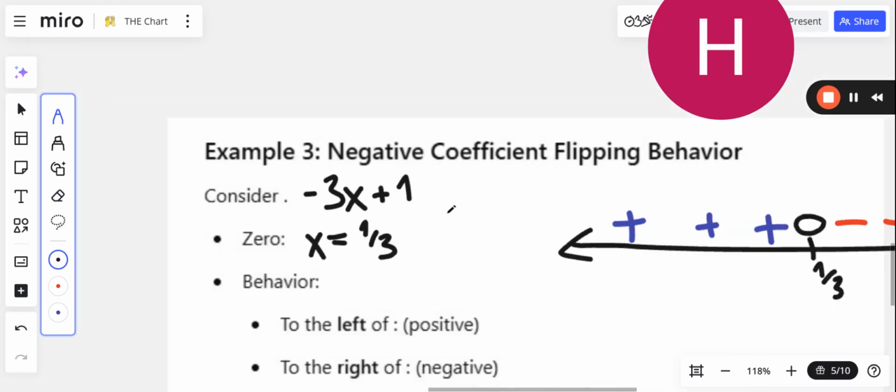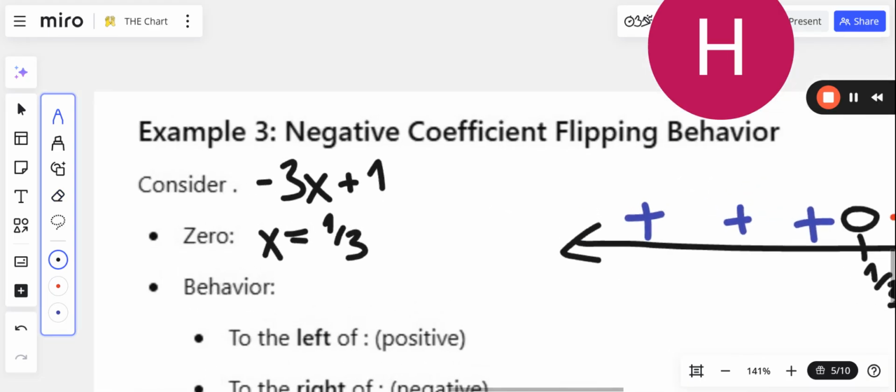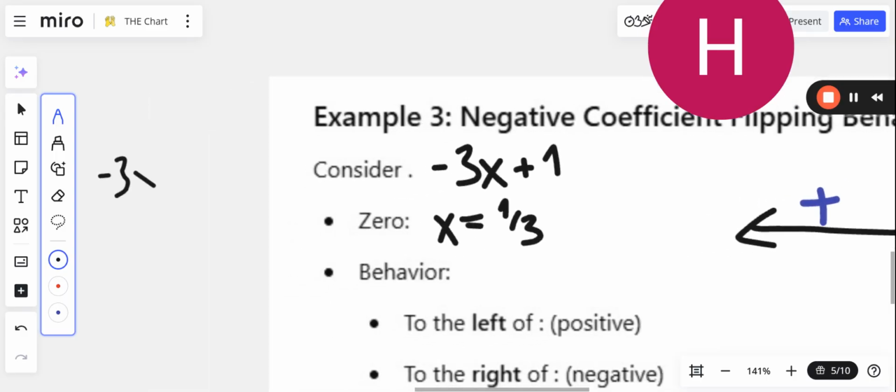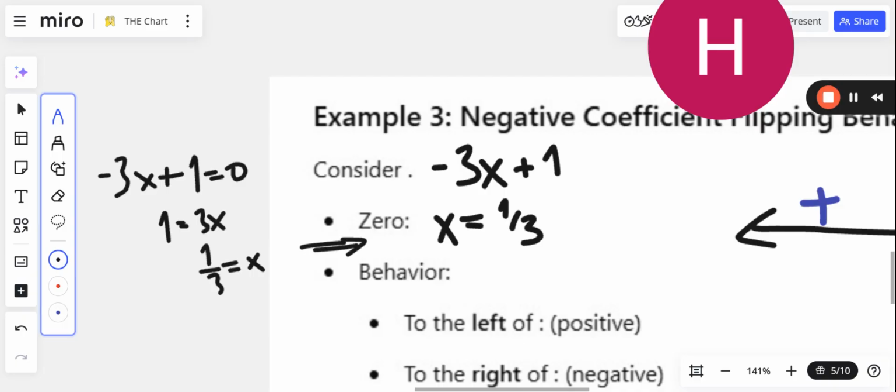Now let's look at something with a negative coefficient. Maybe one of your factors has a negative on it. There are two ways to deal with it, but I'm just going to show you the basic way here. We're again going to find the 0. When does it equal 0? That will be a couple of quick steps. We can add 3x on both sides, and then divide by 3 on both sides, and we get 1/3 equals x. That is where the 0 happens.